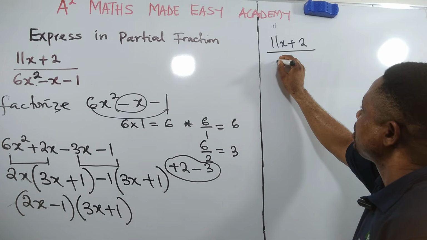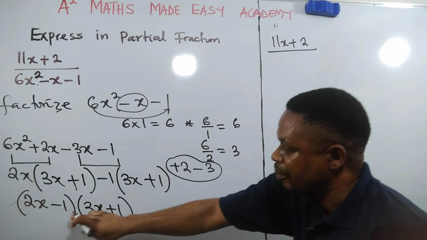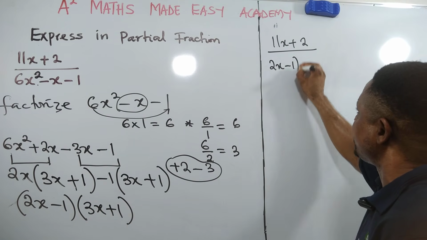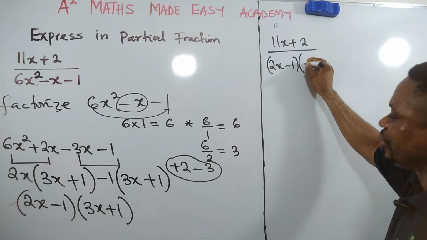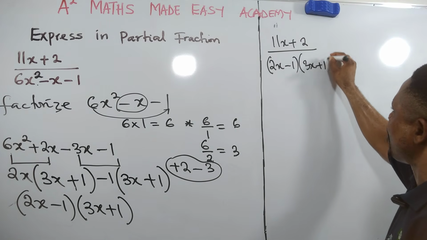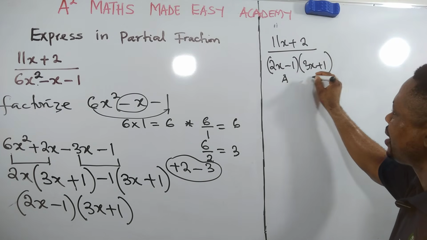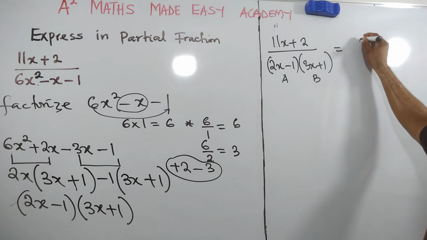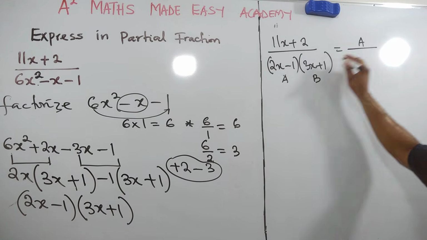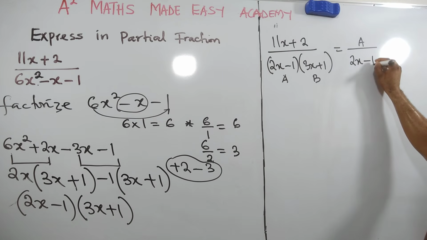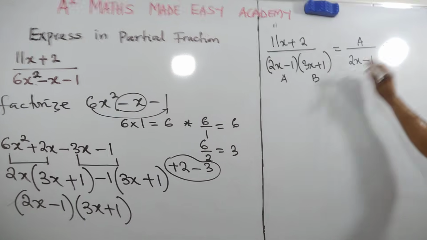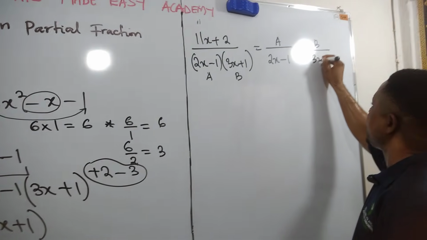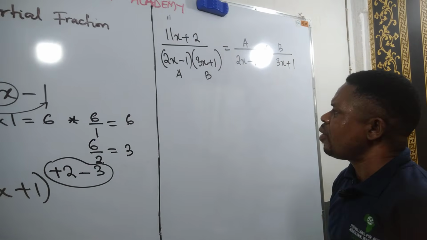All over. I will now remove this and put this decomposition now, which is 2x minus 1 in bracket, followed by 3x plus 1 in bracket. Call this A and call the other one B. Then we move ahead. This is now equal to A over the denominator, which is 2x minus 1, and we add. The next thing is B all over the denominator, which is 3x plus 1. Now what do we do?